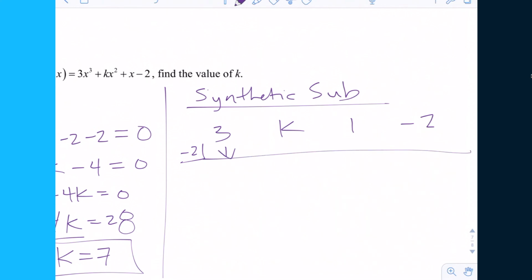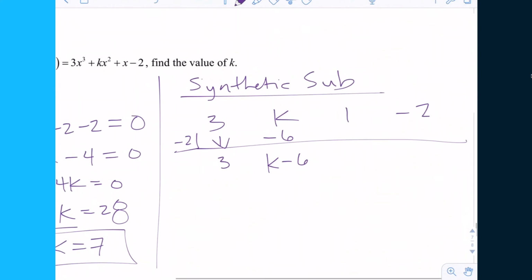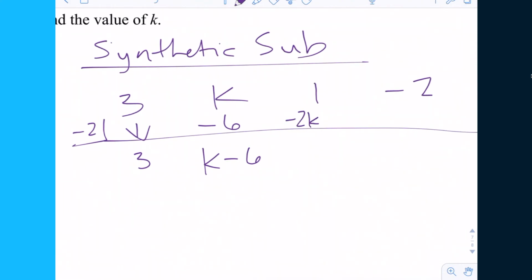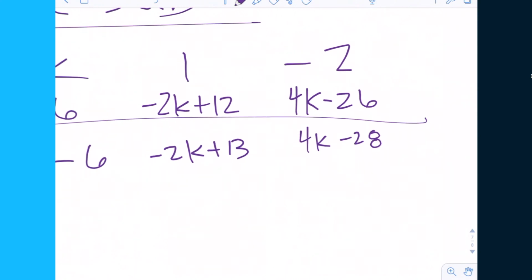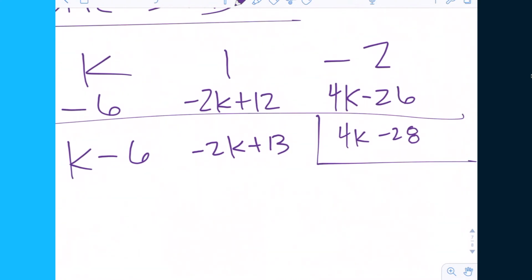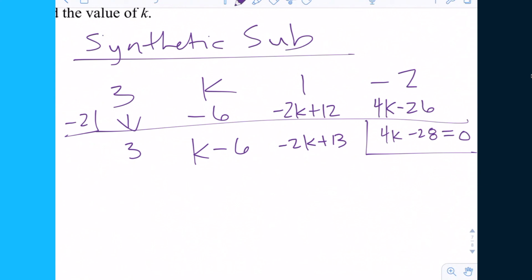And we bring down the 3 and we get negative 6. So here we get k minus 6. If you distribute like we did with the radicals, you would get negative 2k plus 12. Adding, you get negative 2k plus 13. Distributing now, you get 4k minus 26. Adding, you get 4k minus 28. And of course, that's your remainder box. And what do we need to force the remainder to be now? 0. So you end up with a linear equation in the remainder box. And of course, that turns out to be the exact same equation we eventually solved over there.